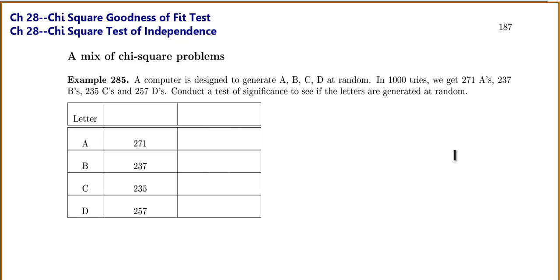Chapter 28. Once again, this is now our review. We've learned about the chi-squared goodness of fit test and the chi-square test of independence. Now we're going to put them together and look at different problems and try to figure out which test we need to use for which.